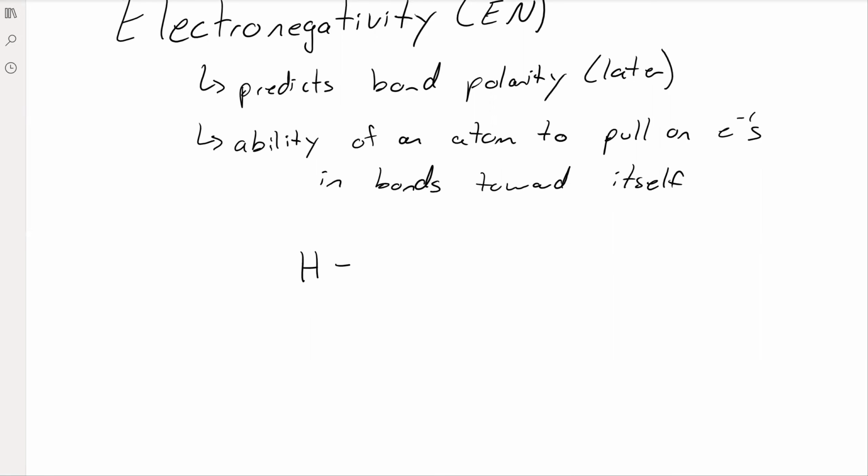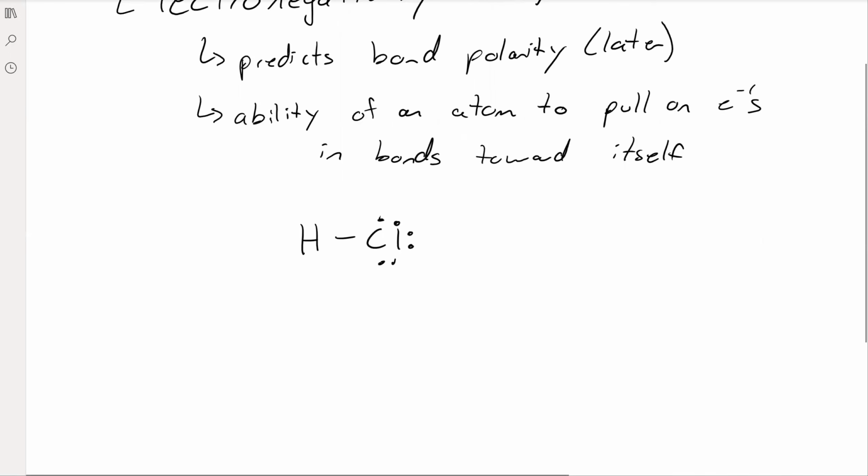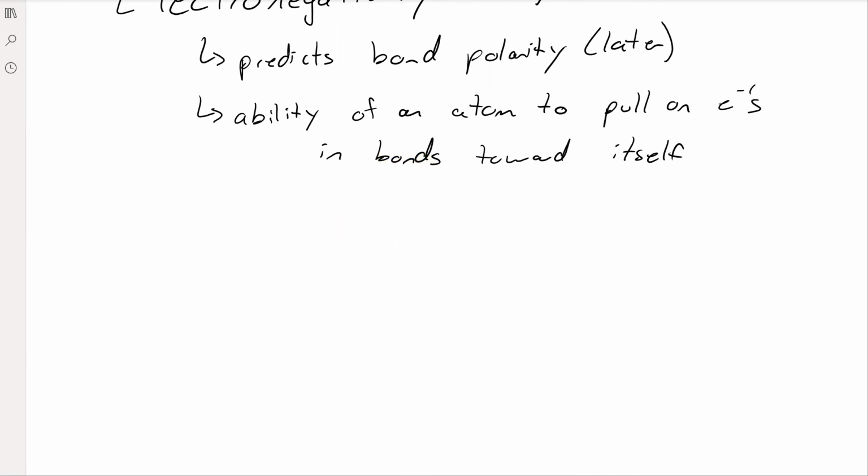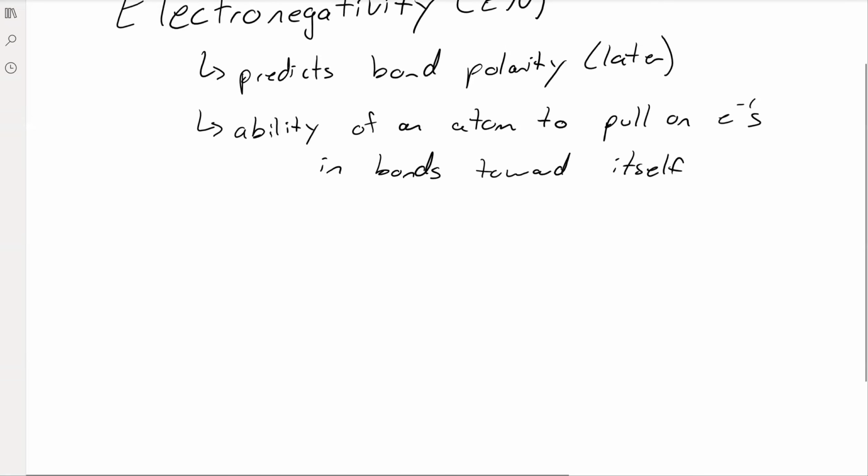So for example, if we have HCl, the chlorine is significantly more electronegative than the hydrogen. So if we think about electrons in terms of densities instead of just these little lines, what we would see is that the electrons in this bond would spend most of their time around the chlorine and just a little bit of time around the hydrogen. But we'll talk about electronegativity and its effect on polarity later on. For now, we're just going to use it to help us draw Lewis structures.